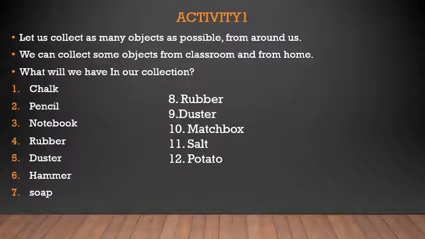Now, we will do one activity. First, let us collect as many objects as possible from around us. This actually has to be done in the classroom, but in the present situation, as you are at home, we can just consider the things that are at home and think about the objects that you can get from your classroom. We can collect some objects from the classroom and from home. What will we have in our collection? I have given you a small list: a chalk, a pencil, a notebook, rubber, duster, hammer, soap, matchbox, salt, potatoes, different kinds of things you can get in your hand. Now, we can also list objects that we can think of but cannot bring to the classroom.